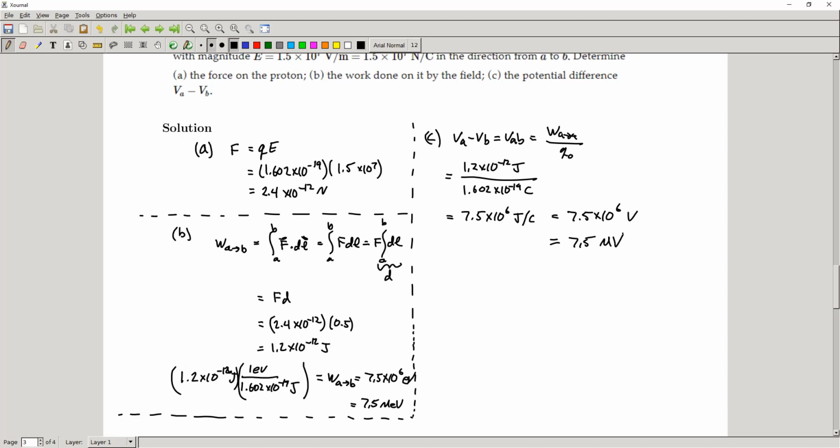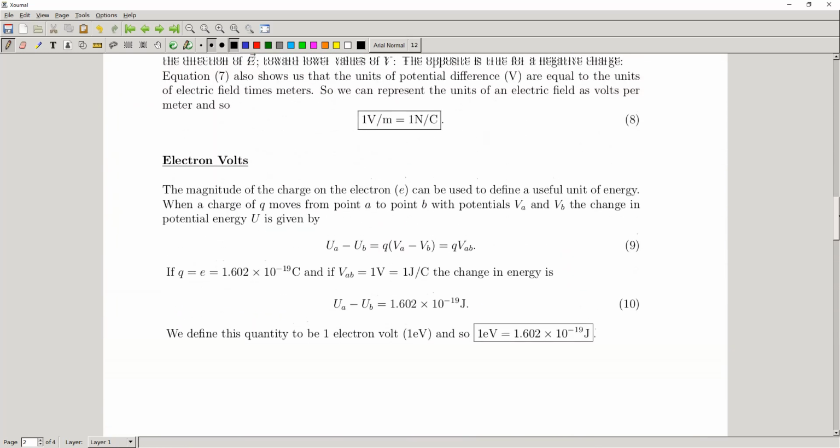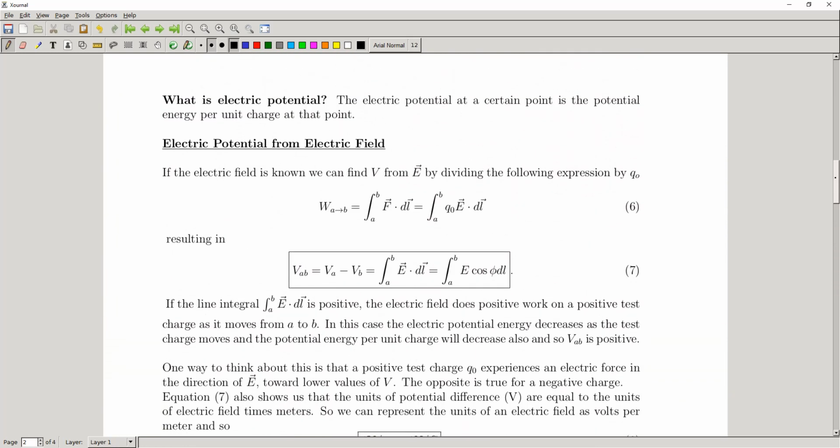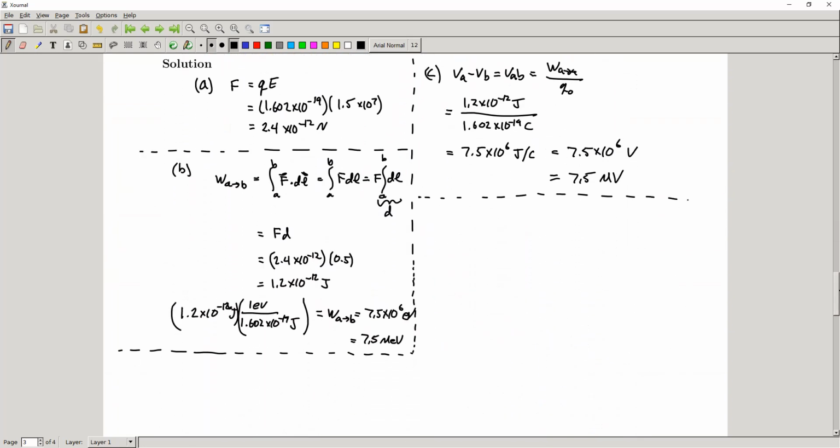Okay? So that's great. But what if we didn't realize, and this is not really part of the question, but we can kind of do it anyway, what if we didn't realize that we had done all this work to find the work? But we wanted to do it doing an integral here. Let's say we wanted to use this expression to find the work, because we know what the electric field is, we know what dl is, or we know what our d is. So can we find the potential difference that way? We want to use this expression to do it, expression 7. So let's do that here. How would we do that?